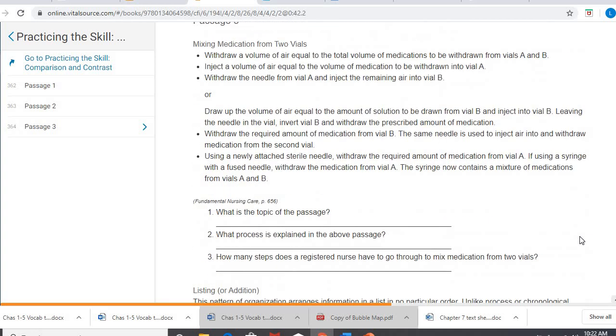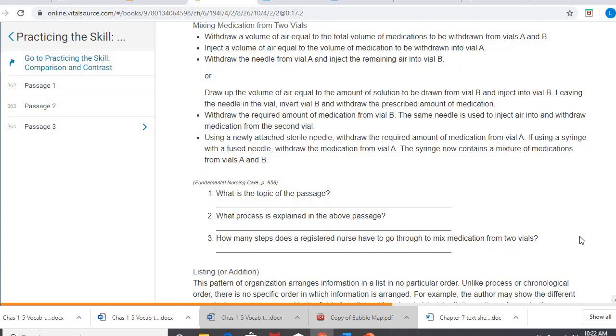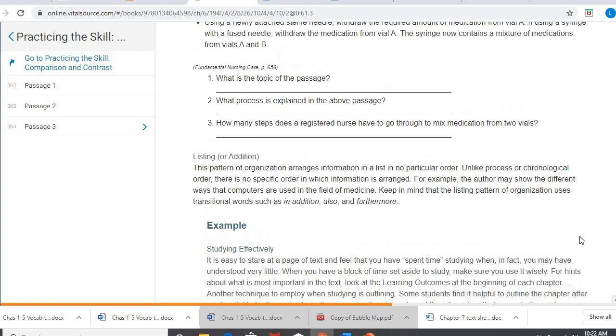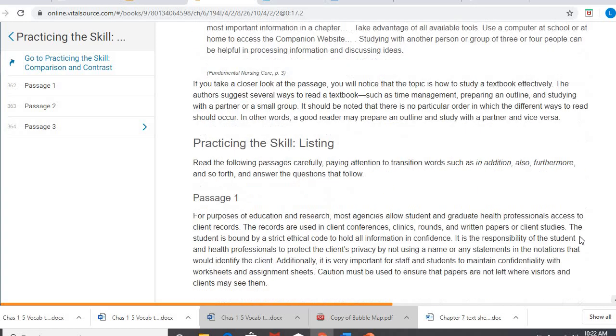Page 379. We are going to look at passage 1. Make sure I didn't go back to it fast.